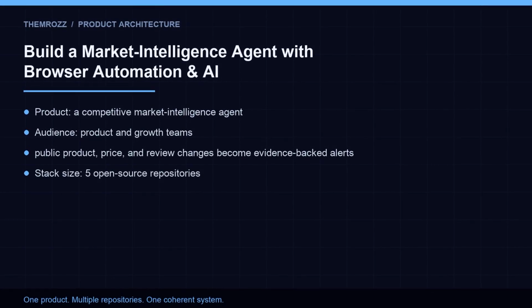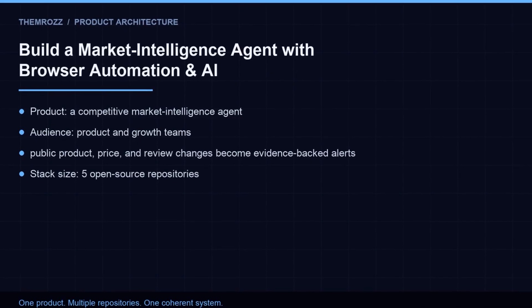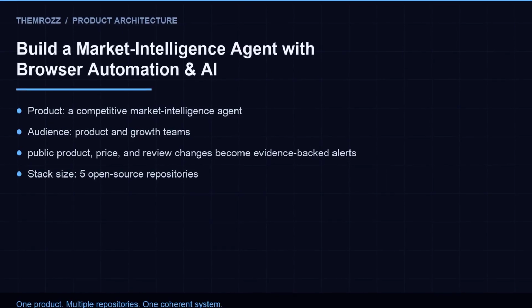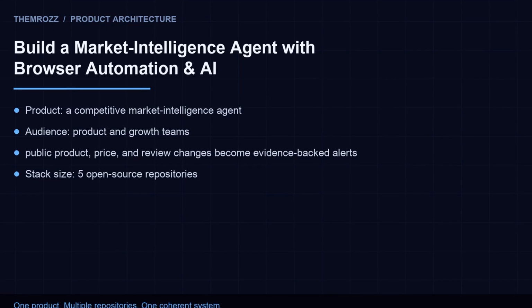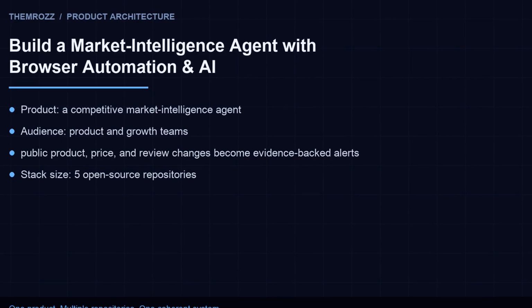Here's how the finished product works in practice. Imagine a growth marketer types: Track changes to competitor X's pricing page and alert me with context if they've added new tiers or adjusted terms. The system springs into action.